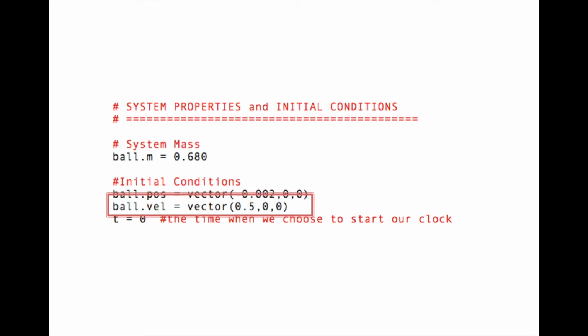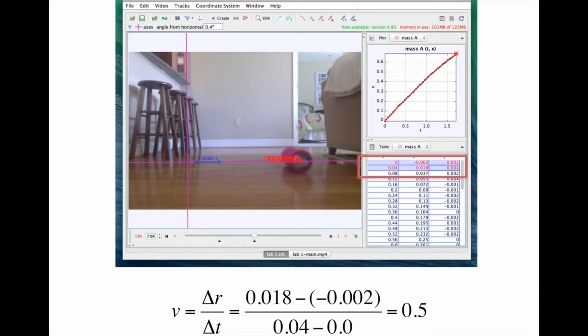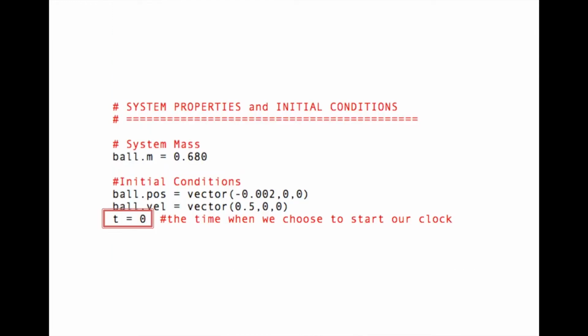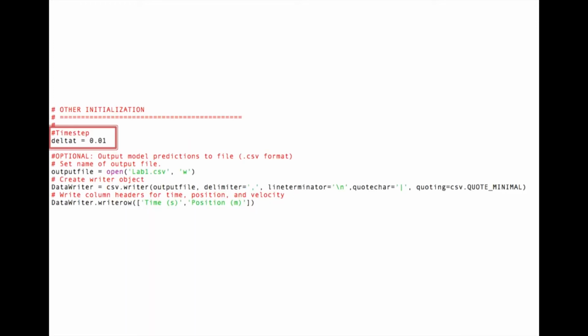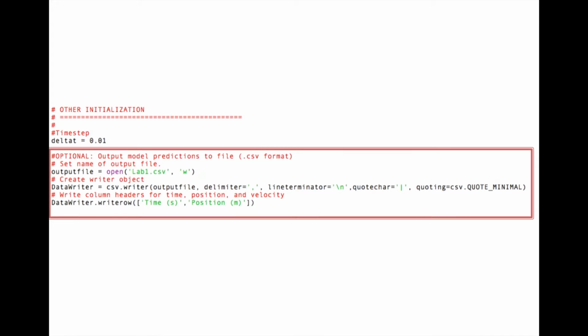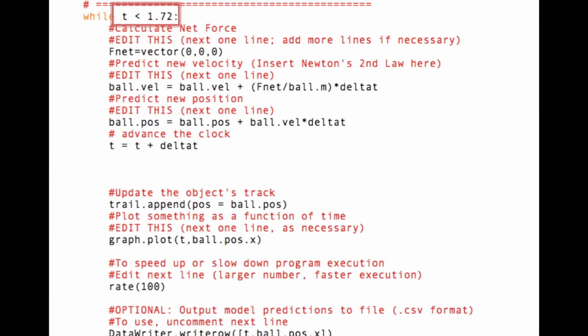Next, I calculated my initial velocity, using the formula of change in distance over change in time with the first two data points in my system, only in the x direction, which came out to 0.5 meters per second. And like in my Tracker file, time started at 0. Next, I checked my time step, which would be my delta t. I left it at the already set 0.1 as it is small enough. Next, I activated the CSV writer in order to get data output that would be able to be compared to my Tracker data. For the calculation loop, I changed my time so that it would stop at the same time my experiment did, 1.72 seconds.